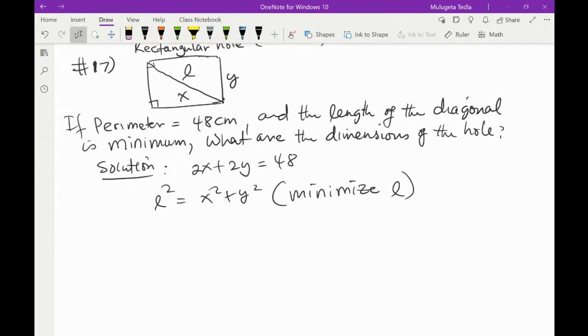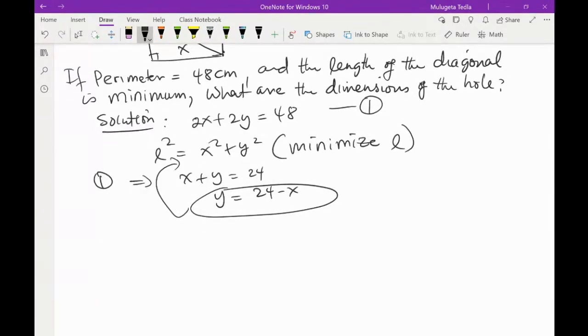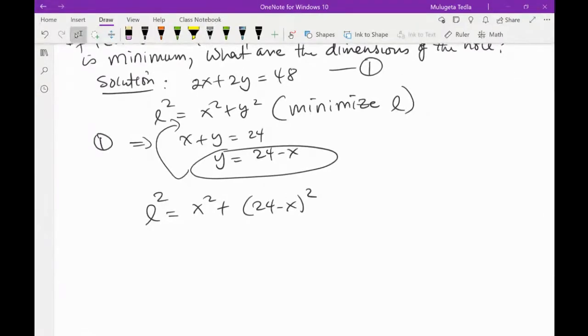To minimize that, we've got to deal with one variable as much as we can. So therefore, from equation 1, you can find one of the variables. Like you can divide by 2 first, x plus y equal to 24. And then y is 24 minus x. That is the value of y. I can plug it in here. And then I get L squared equal to x squared plus (24 minus x) whole squared. If you want a polynomial for easier derivatives, it's better to leave it as x squared plus (24 minus x) squared. You don't have to FOIL it. You could use the chain rule.